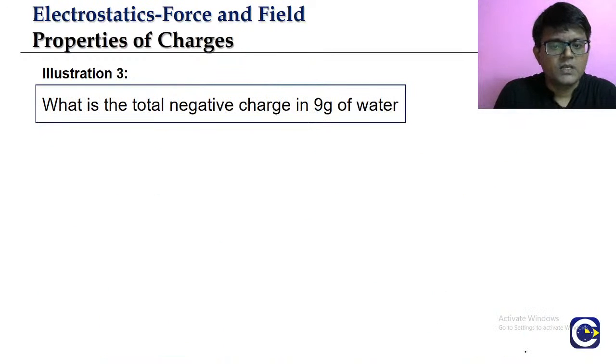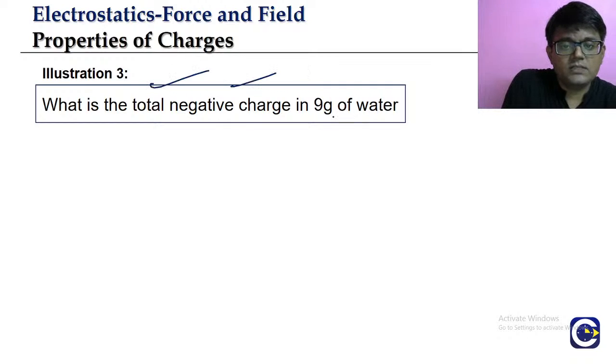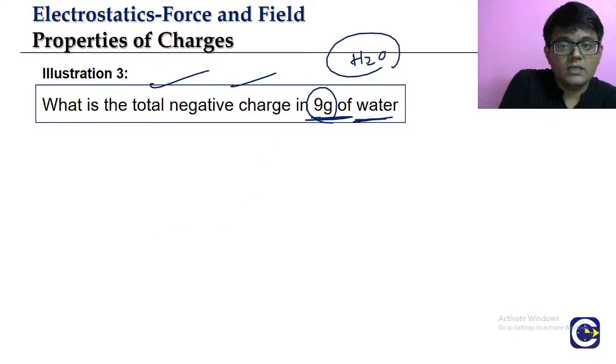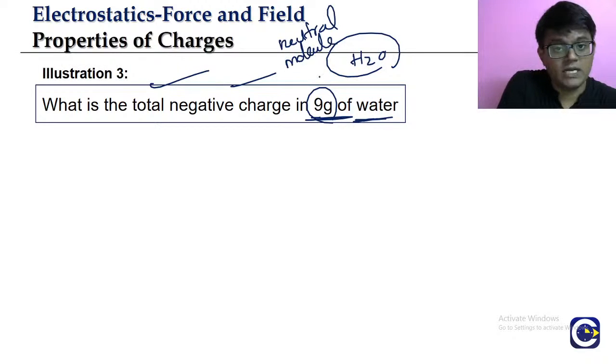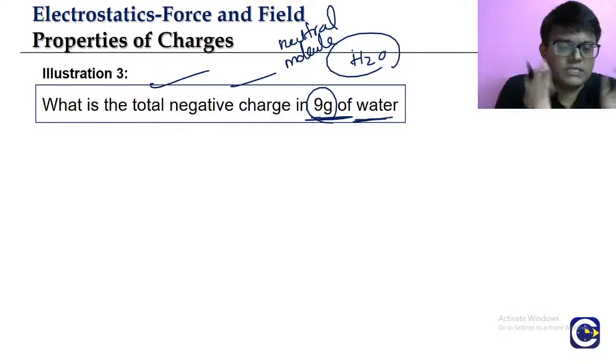Okay, look at this one. What is the total negative charge on 9 grams of water? See, water is a neutral molecule, which means on the water molecule the total positive charge will be equal to the total negative charge. But they are asking what is the total negative charge.